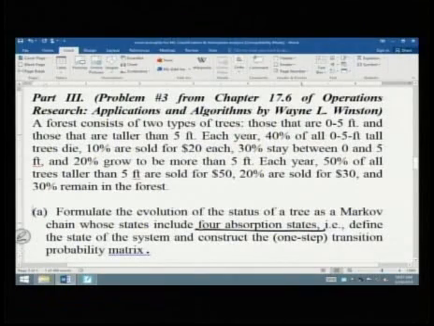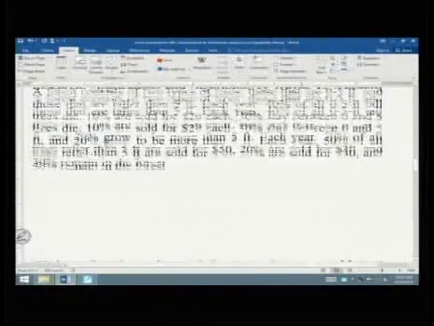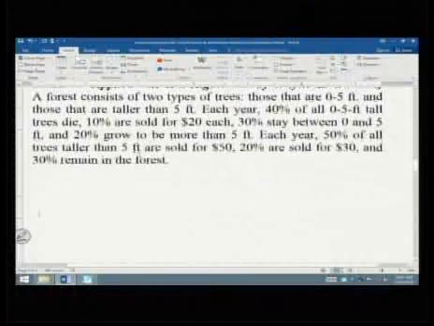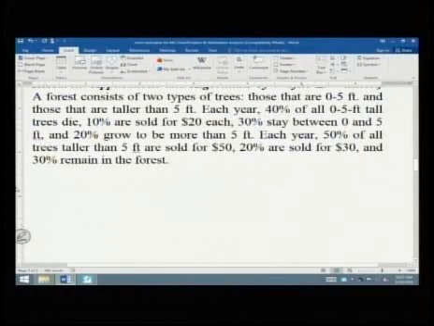Okay, so let's do that. Using the given information, we can construct a Markov chain model. Let's say the trees are 5 feet tall and shorter. The first state is, let's say, 0 to 5. And then the next one is taller than 5 feet.